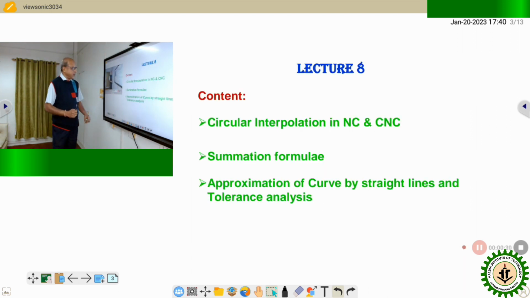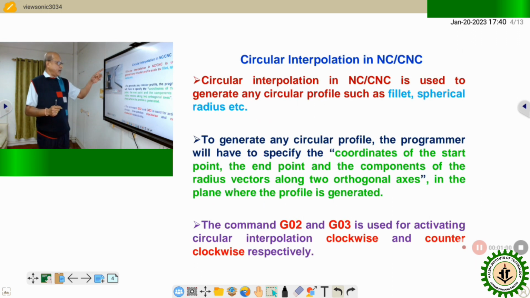So, content-wise, what is circular interpolation and how it is implemented, those points we will discuss first, followed by derivation of the summation formula similar to the straight line interpolation. Same type of summation formula will be derived, and finally how a curve can be approximated by straight lines, which is what exactly is carried out in CNC system along with some tolerance analysis. So with this, let us first move to the typical criteria or aspects of circular interpolation.